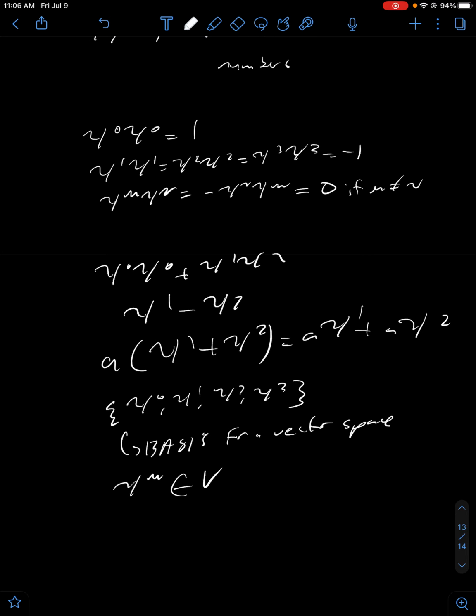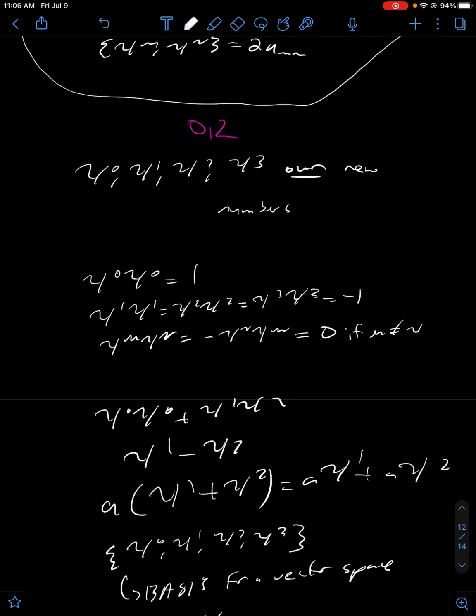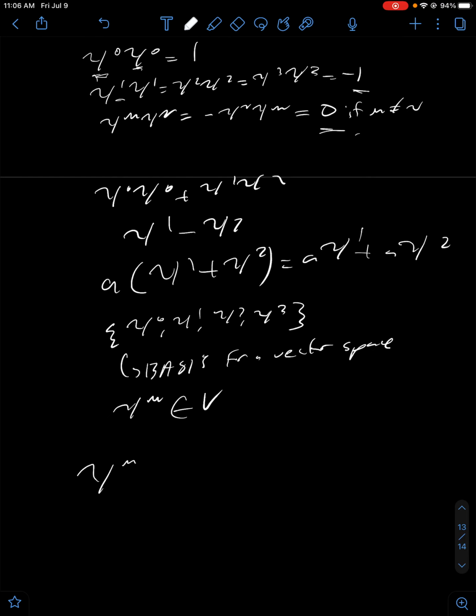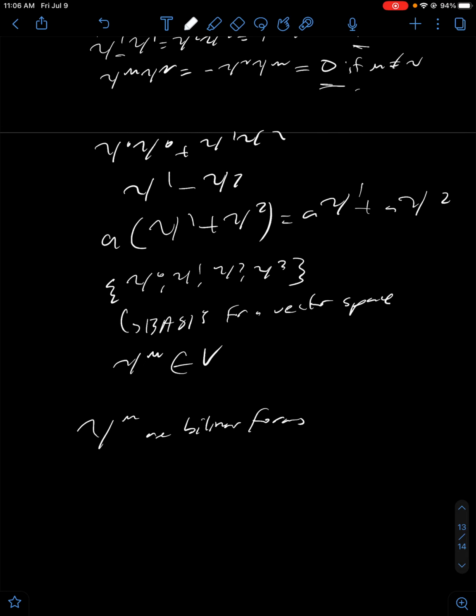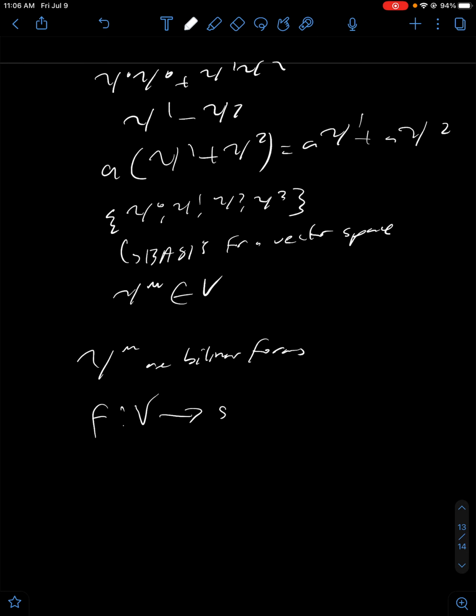So, the gamma numbers are elements of the vector space. What's also cool here is that when we multiply these gamma elements together, we get scalars. So these gamma numbers are bilinear forms. Because remember, a bilinear form by definition is just some function that maps a vector to a scalar. And these gamma numbers, when multiplied by another gamma number, actually give you a scalar. So these gamma numbers are bilinear forms.